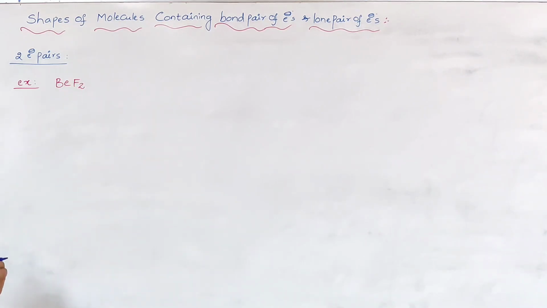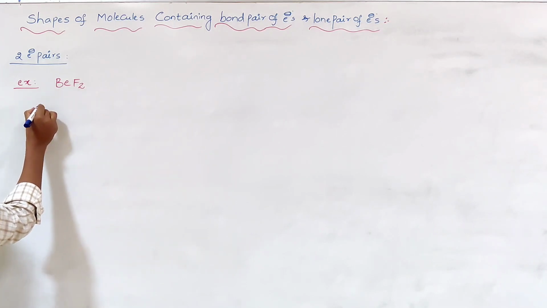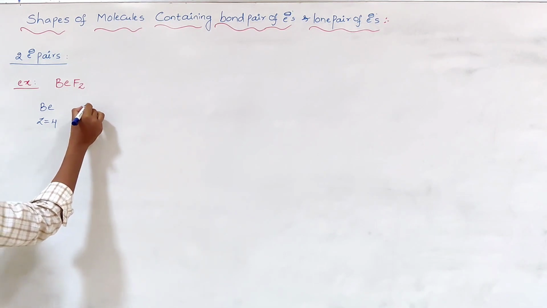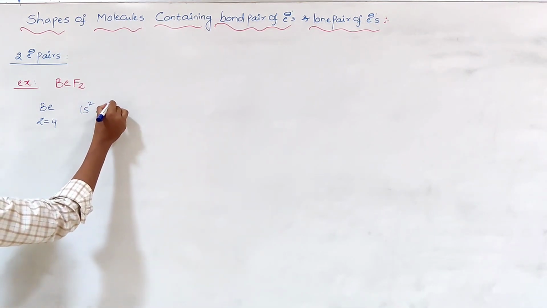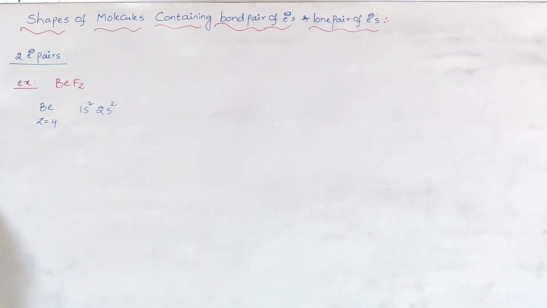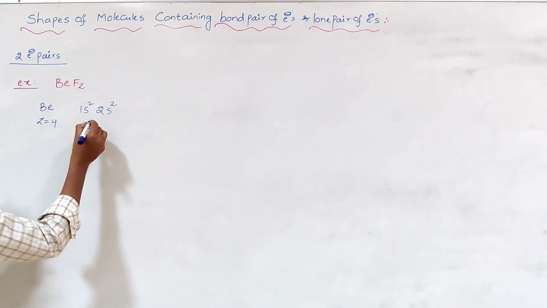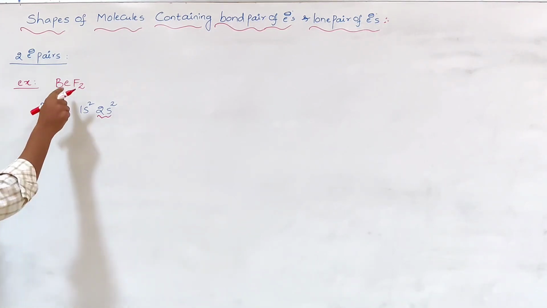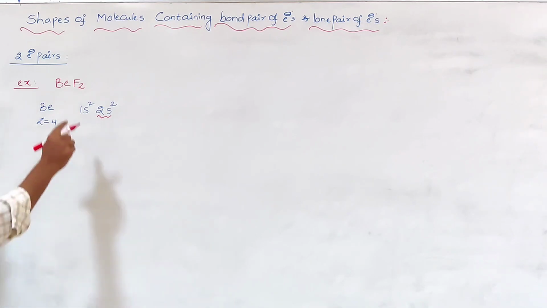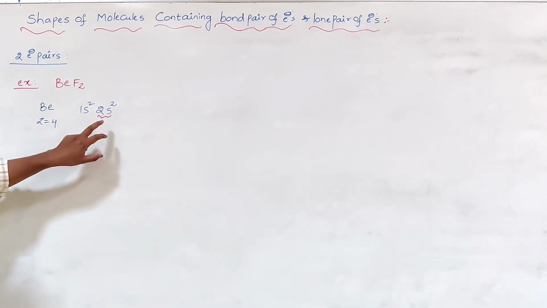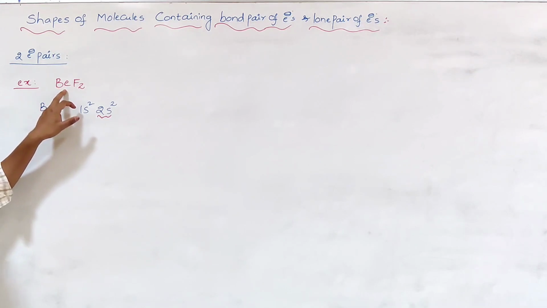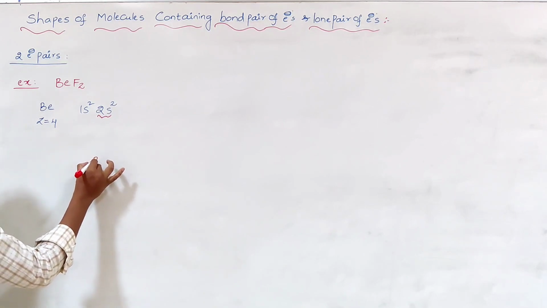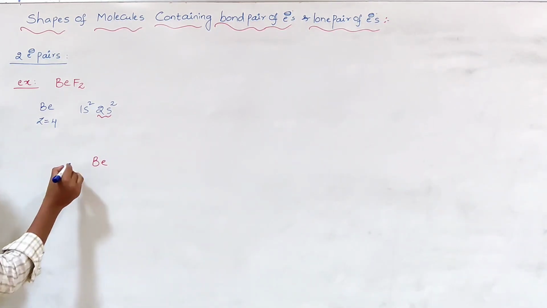In the beryllium fluoride molecule, the central atom is beryllium. The atomic number is 4, and the electronic configuration is 1s2, 2s2. How many valency electrons are present in beryllium? Two valency electrons are present. How many fluorine atoms are surrounded by the beryllium? Two fluorine atoms. Each valency electron of beryllium is paired with a fluorine atom, so that beryllium is surrounded by 2 electron pairs.